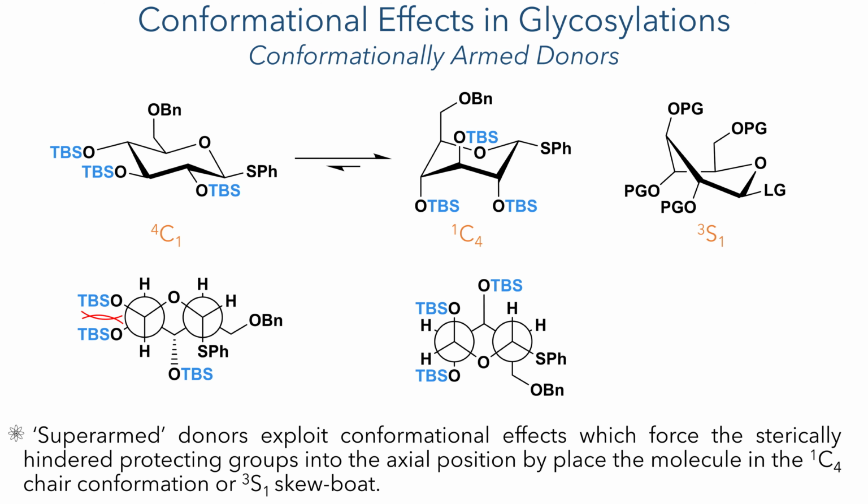Likewise, it is also possible to superarm donors by using conformational effects. These use sterically hindered protecting groups, such as TBS, which are forced to adopt the axial conformation due to the steric repulsion which is experienced when they are in an equatorial position. Depending on the nature of the groups used, this will force the molecule into either a 1C4 chair conformation or a 3S1 skew boat conformation.